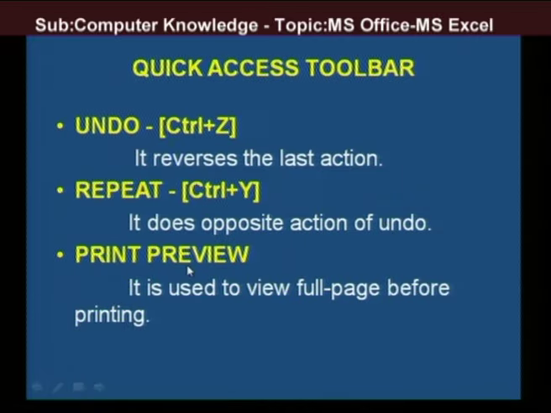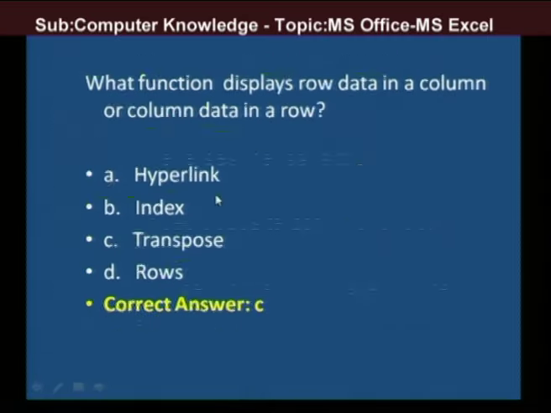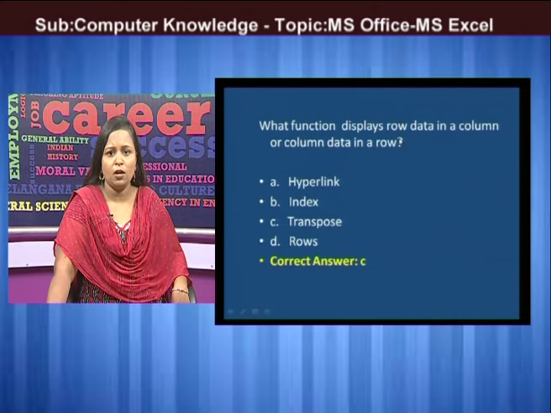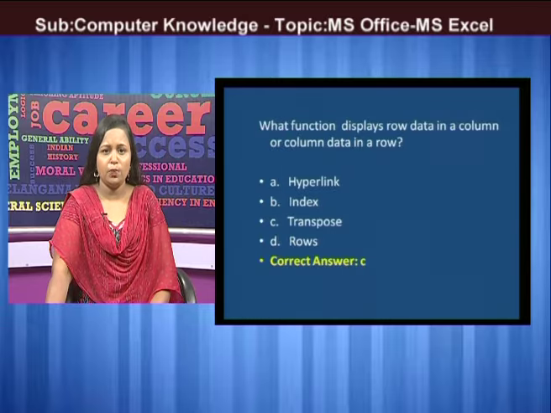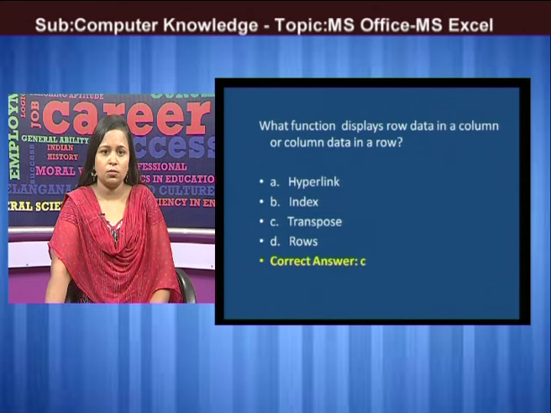Next, print preview. Before printing, we have to see the print preview in any Word, Excel and PowerPoint, whichever it may be. The undo shortcut key is Ctrl+Z and the repeat action shortcut key is Ctrl+Y. These are the questions about the functions that display row data in a column or column data in a row. That is INDEX. Rows and columns are very important in an Excel sheet.